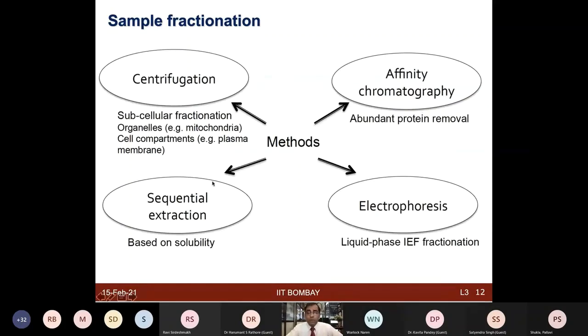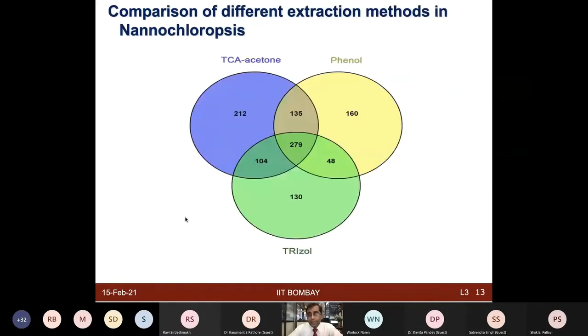Of course, conventionally people use a variety of other methods, including differential centrifugation methods and sequential extraction methods. All of them could really make different layers, and you can separate your complex proteome mixture into different fractions which can be taken forward for subsequent analysis.